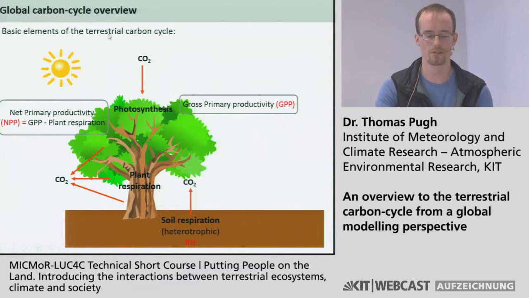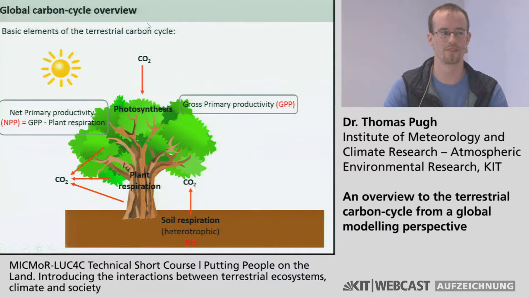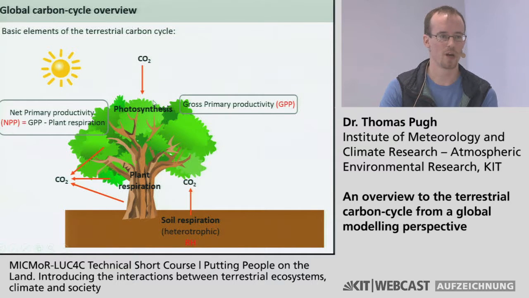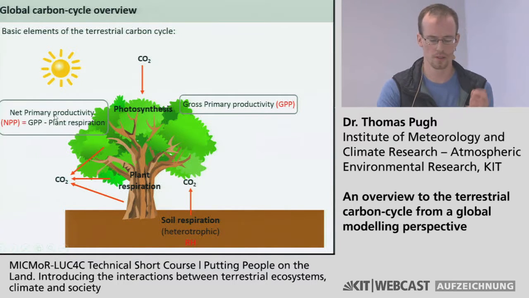So I'll just start by going through the basic elements of the terrestrial carbon cycle, a couple of definitions which are easy to get confused. So obviously we have the uptake of CO2 by the plants. This is photosynthesis. And then some of this CO2 is quite rapidly returned to the atmosphere through plant respiration. We term that photosynthesis gross primary productivity, so that's one of the definitions. And the net of the plant respiration and the photosynthesis, we term the net primary productivity, which are two terms you'll hear a lot in talking about the biosphere.